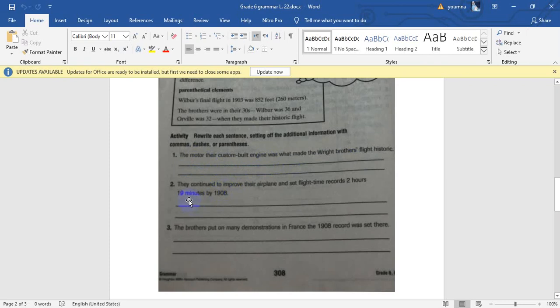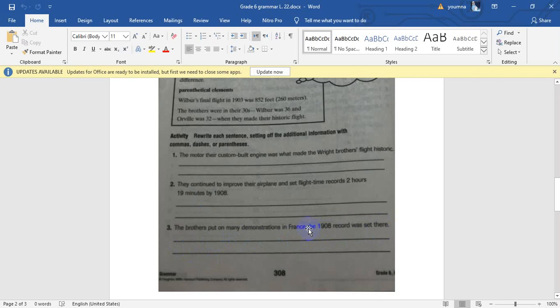Then after that, they continued to improve their airplane and set flight time records 2 hours 19 minutes by 1908. So here guys, 2 hours 19 minutes, it's explaining the record of the flight time. So you will open a bracket here and close the bracket here. Okay, after that, the brothers put on many demonstrations in France. The 1908 record was set there. Okay, so he is giving more and more details and they are very important.